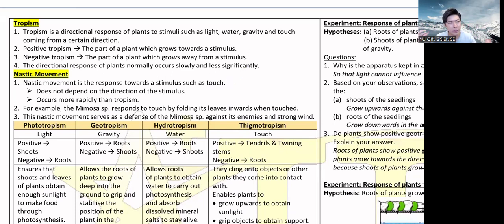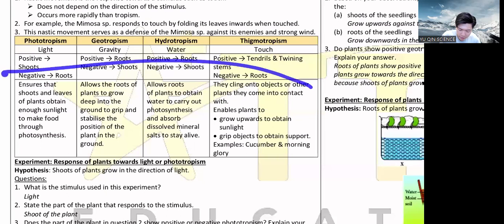So what's the difference? The difference is this one is directional and very, very slow. Directional: I follow the sun, I follow the water, I follow the gravity, I follow the support. But this one is non-directional. You touch where, also I close the leaf, right? So that's non-directional and very fast. Okay? So then the function is all here.